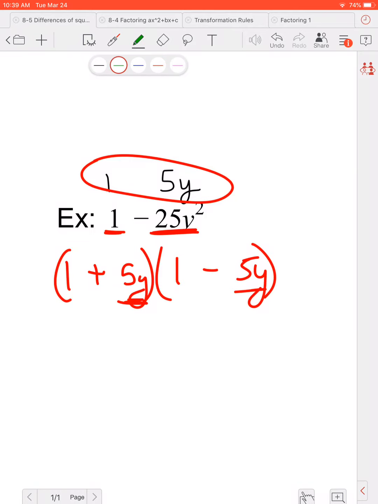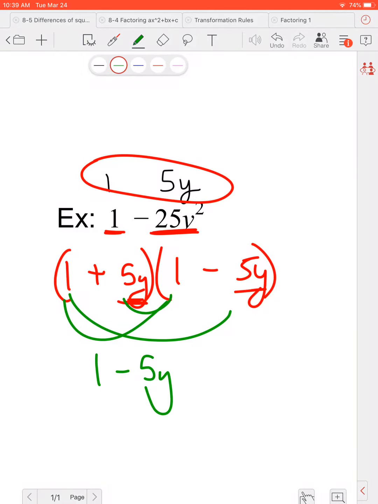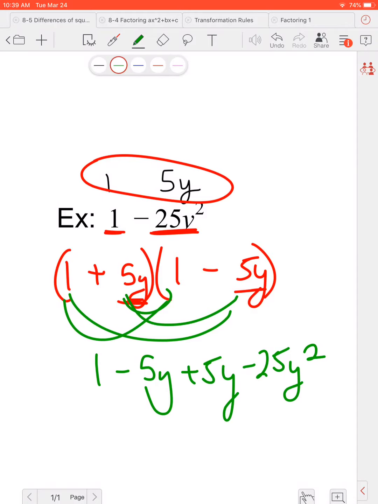And again, I could check myself. 1 times 1 is 1. 1 times 5y is minus 5y. 1 times 5y is a positive 5y. And 5y times negative 5y would be negative 25y squared. And again, my middle terms cancel out to leave me with 1 minus 25y squared.